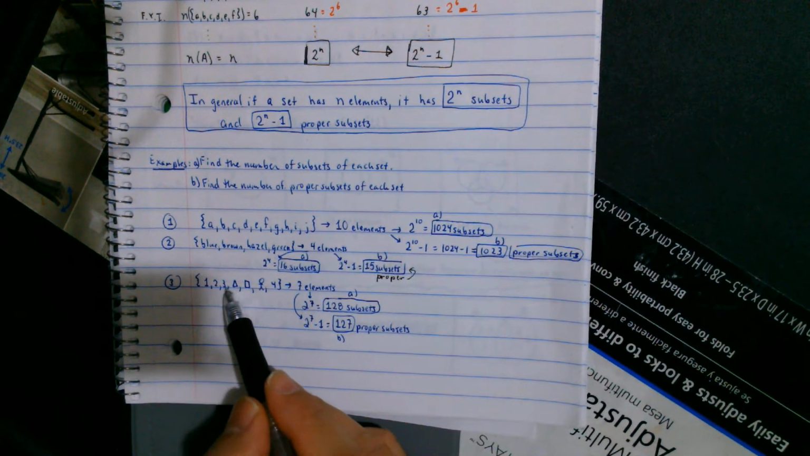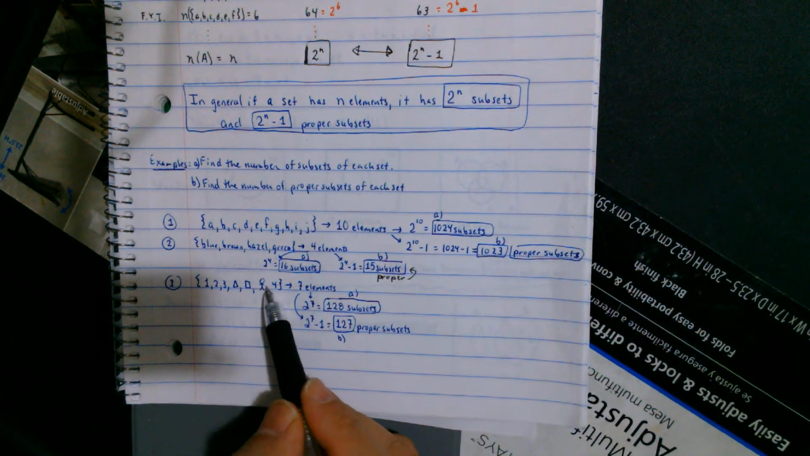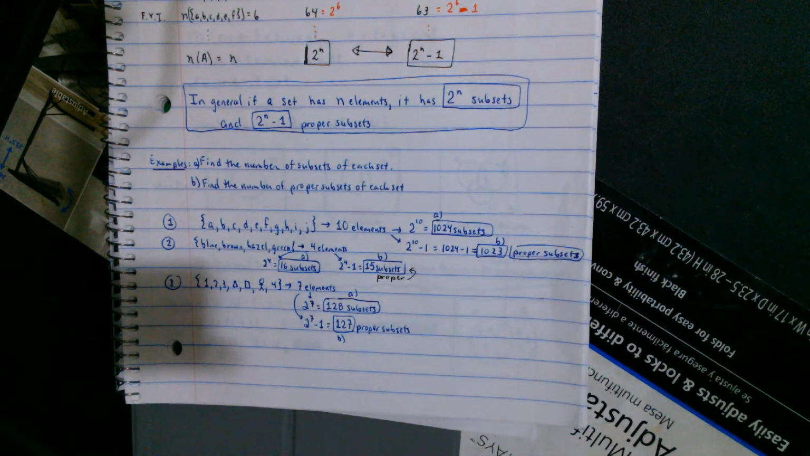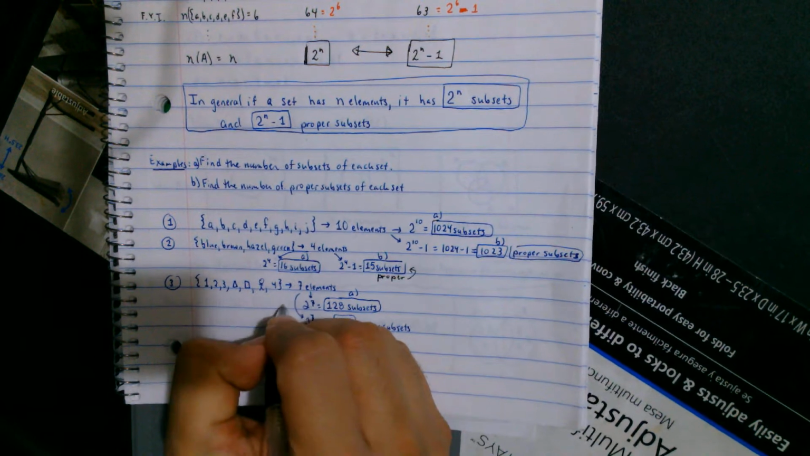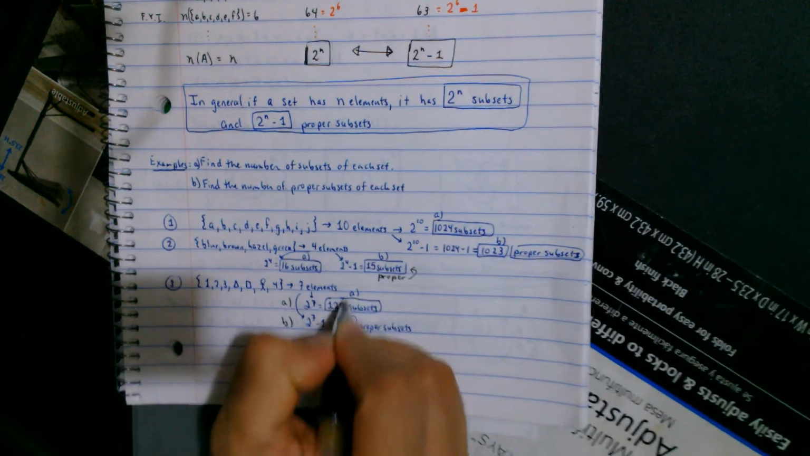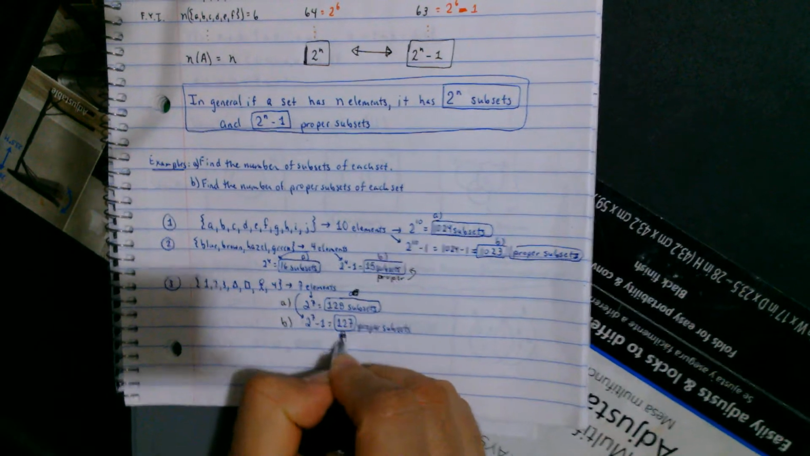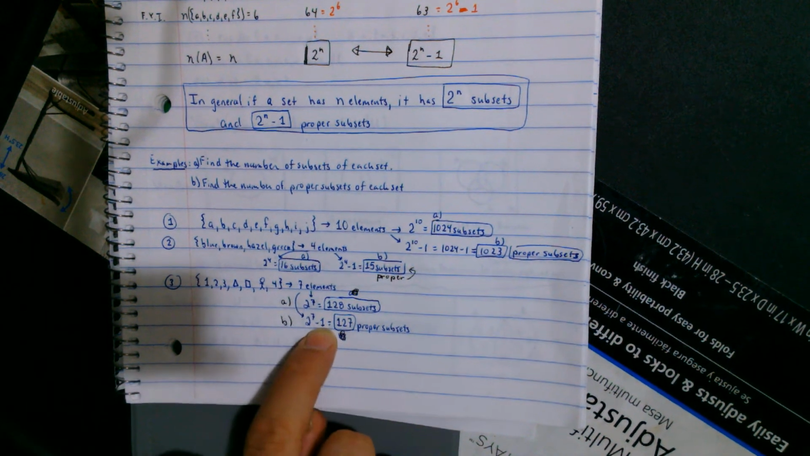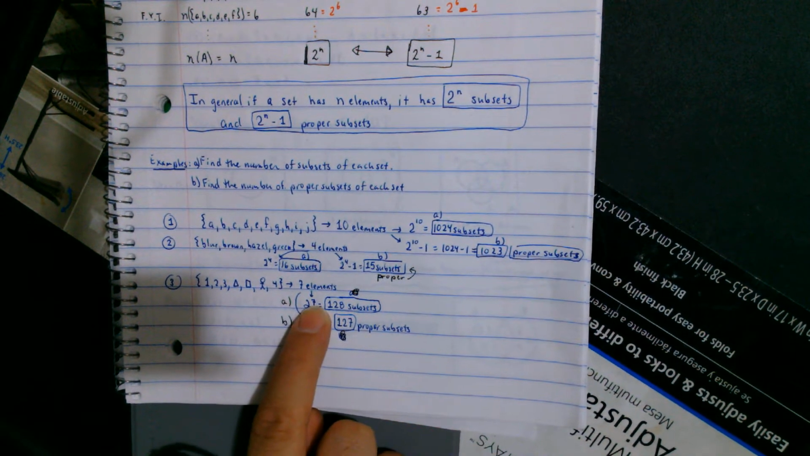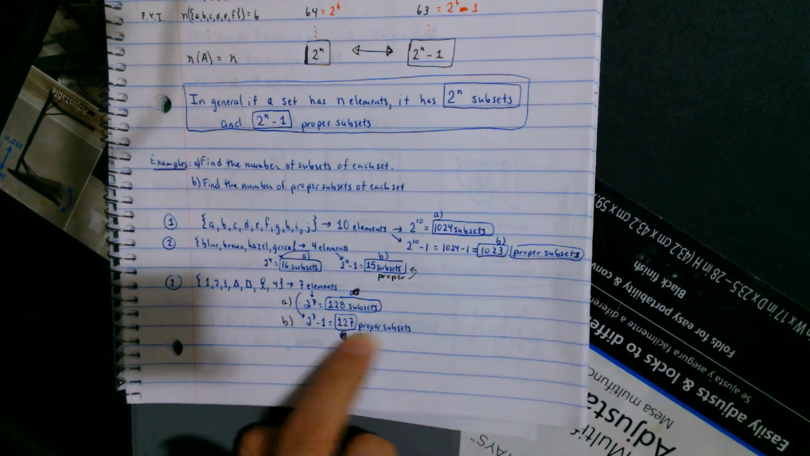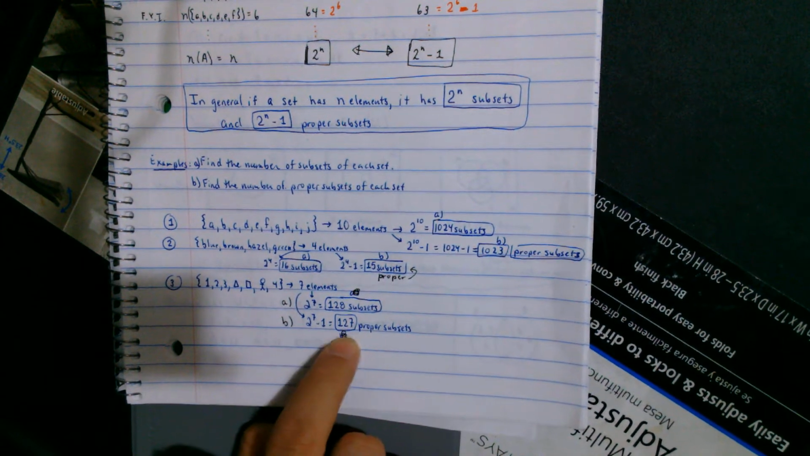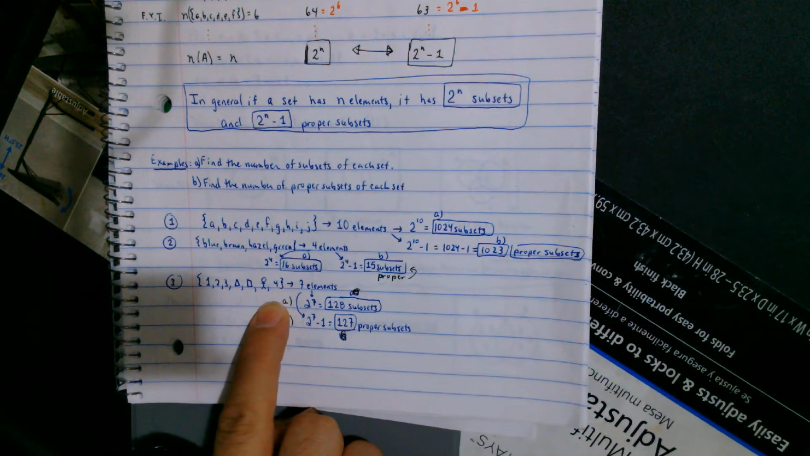This one, 1, 2, 3, triangle, square, stick figure man, and 4. That essentially is 7 elements. So 2 to the 7th is 128 subsets. And then the number of proper subsets will always be that same answer minus 1, or 127. 128 subsets, 127 of them are proper. The only one that's not proper is itself.